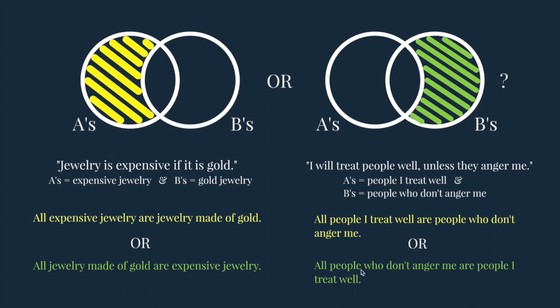So which do I mean here when I say I will treat people well unless they anger me? Do I mean that all the people that I treat well are people who don't anger me? Or alternatively, do I mean all the people who don't anger me are people that I treat well? It might be difficult for me to figure this out in my head, so let's go to the Venn diagrams to help us try to make a little bit of sense of this.